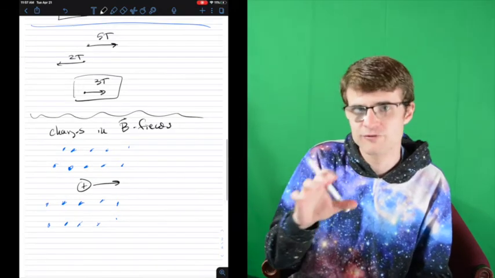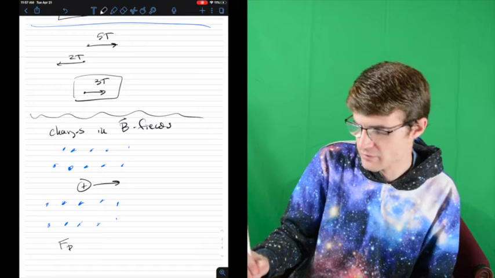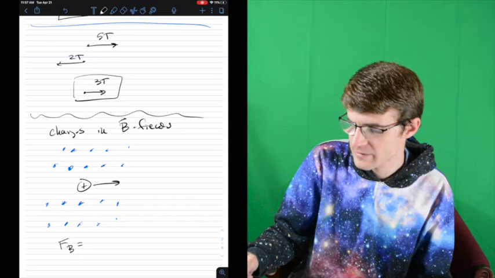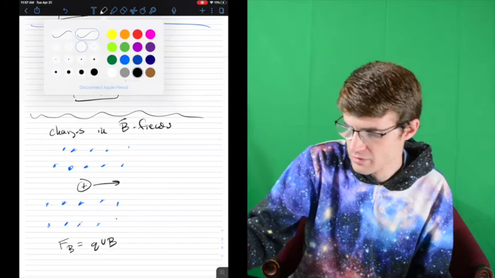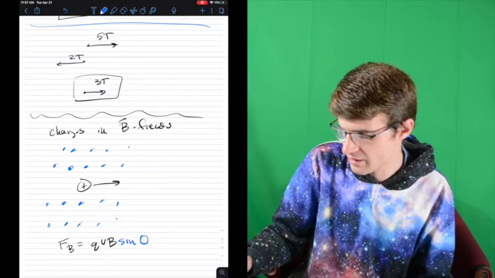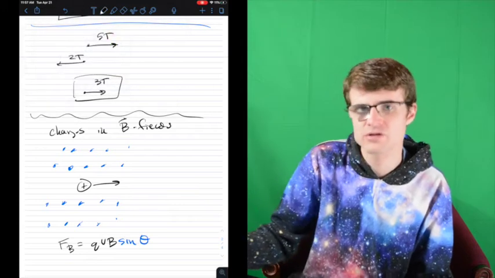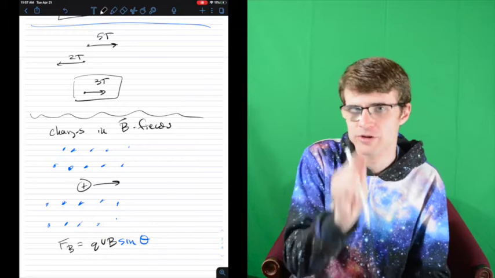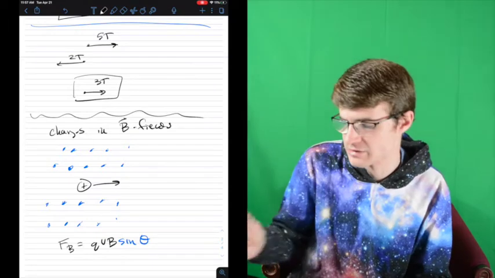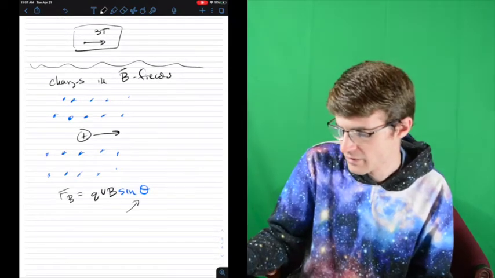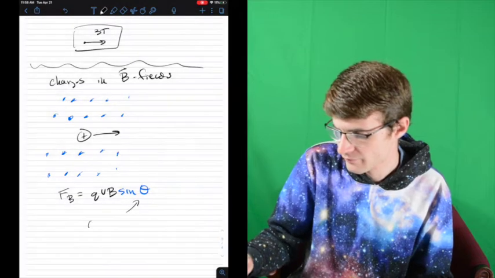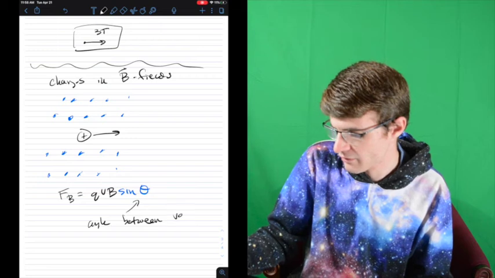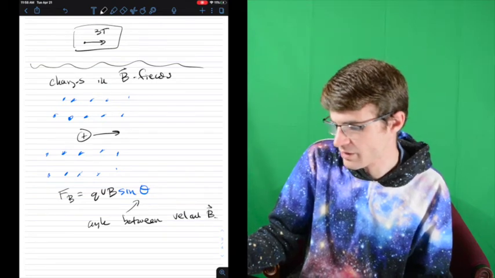So the formula for the force felt by a charge moving in a magnetic field is QVB times the sine of theta. And I put that in a different color because usually for a lot of physics problems you sort of ignore it, but you take away from that one little term at least a few concepts. The first is this. Theta here is the angle between the velocity and the B field.